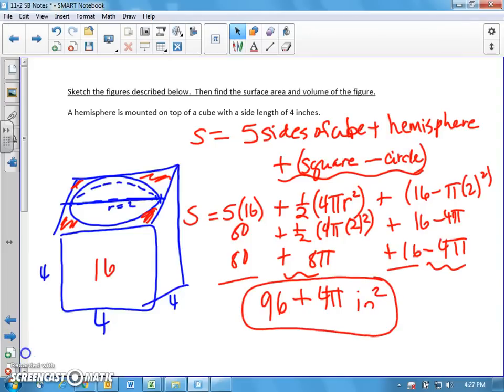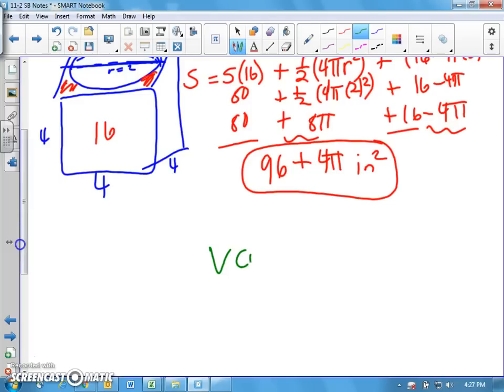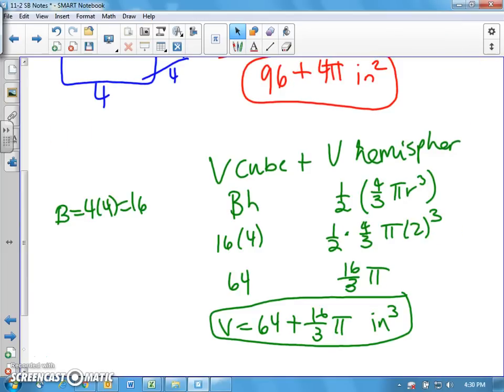The volume's a little bit easier because we don't have to worry about the inner sides that we can't see. In this case, my volume is just going to be the volume of the cube plus the volume of the hemisphere. I want you to stop the video and do this one on your own, and then turn the video on to check it. I believe you got 64 plus 16/3 pi cubic inches. Again, volume is going to be cubic inches.